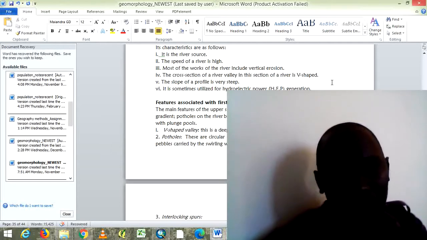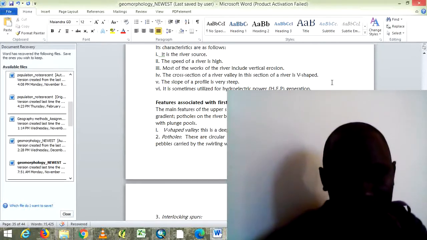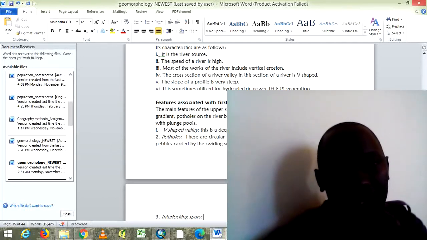Of course, we know very well that deposition is very minimal in the upper stage of the river, but there is pronounced erosion, and usually this is vertical erosion, i.e. the deepening of the valley channel. So the features associated with this stage of the river, we have the V-shaped valley, a very deep, narrow valley at the youthful or first stage of the river, usually created by pronounced vertical erosion.